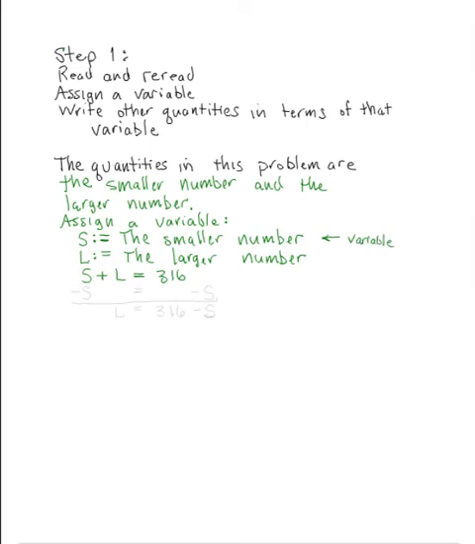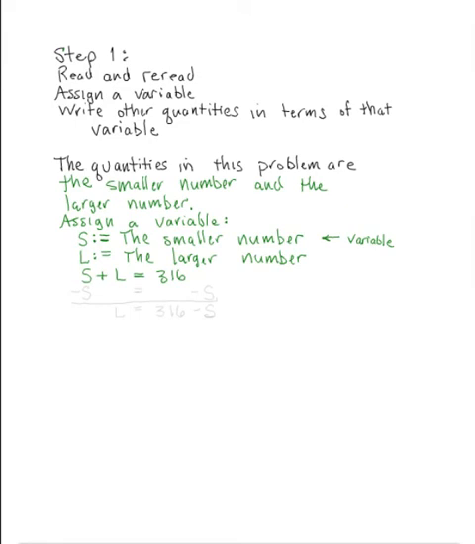Now step 1 says write other quantities in terms of that variable. S is our variable. That means L is one of our other quantities, and we need to write L in terms of S. This is actually the process known as solving a literal equation. We have a formula, S plus L equals 316. We want to rearrange it so that it says L equals something. To do that, we need to get L alone.